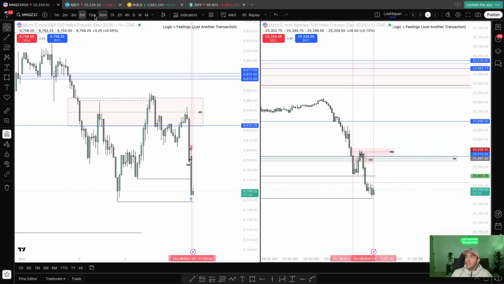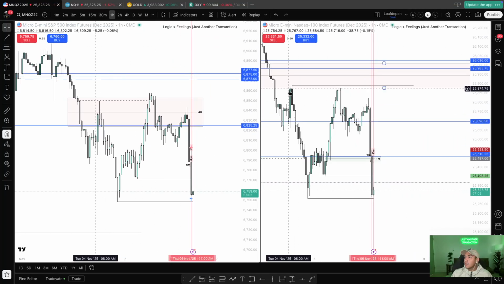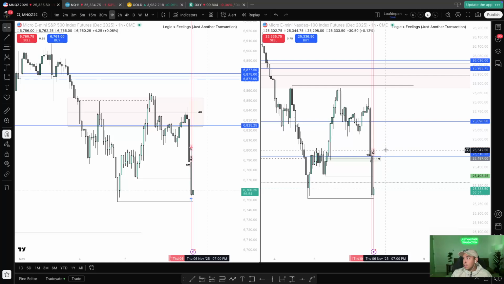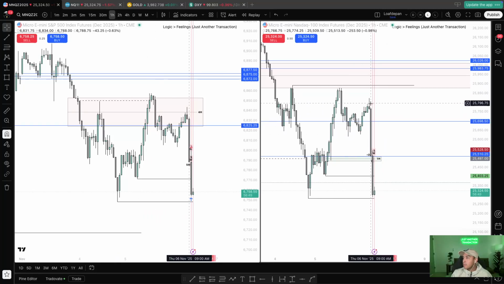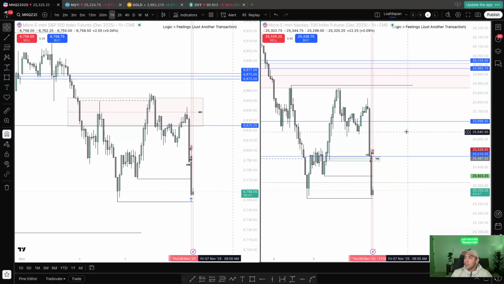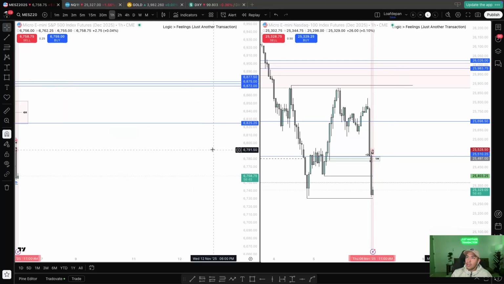So what could you have adjusted here? Since our bias was very focused on these highs and the daily inefficiency, we have to understand that if market is not going to go there, we have to be able to adapt. And we have to look at the PD arrays that are being respected in price to go ahead and adjust our bias and execute that way. So on to the next day.